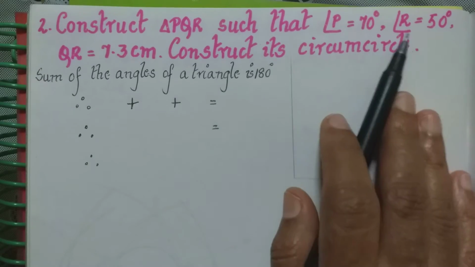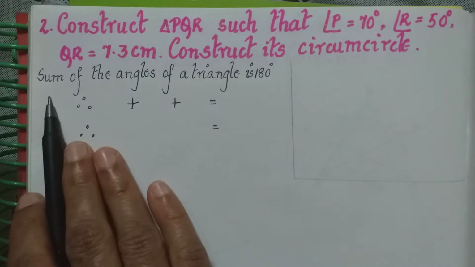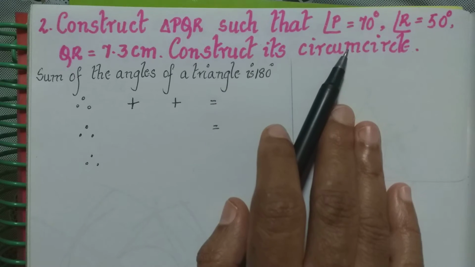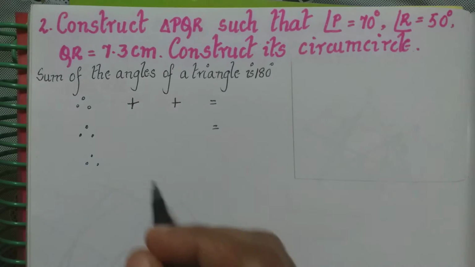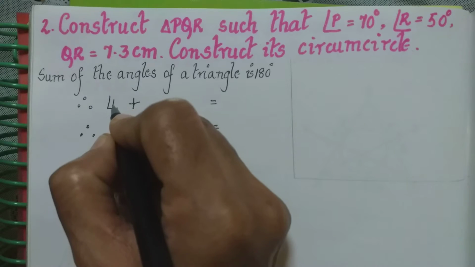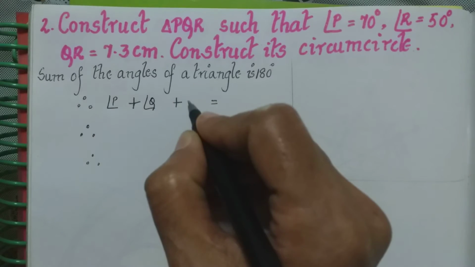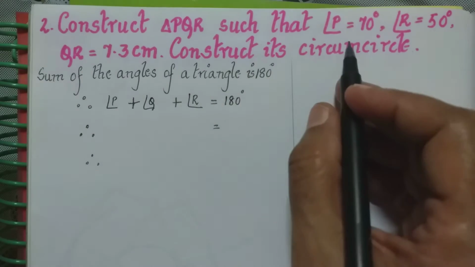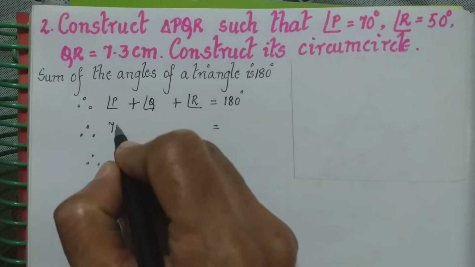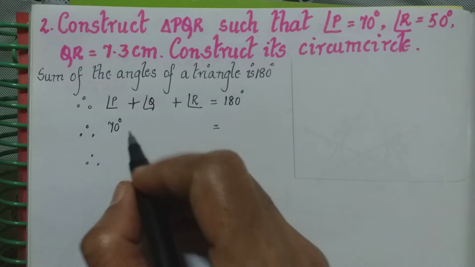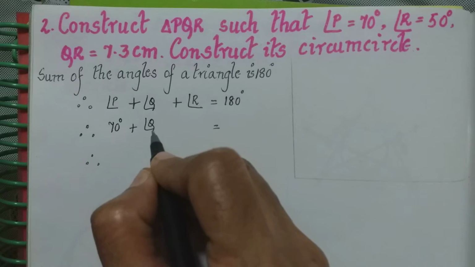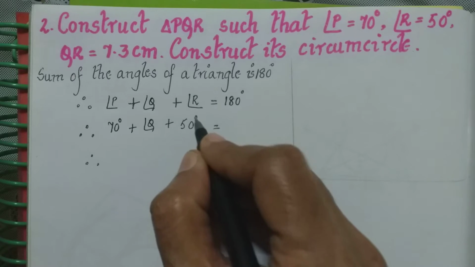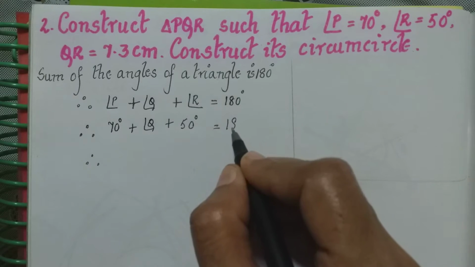We know that the sum of the angles of a triangle is 180 degrees. We use this property and find the measure of angle Q. So angle P plus angle Q plus angle R is equal to 180 degree. Now in the next step we put the values here. Angle P is 70 degree. We do not know the measure of angle Q. We write plus angle Q. Angle R is 50 degrees. So in place of R we write 50 degree is equal to 180 degree.